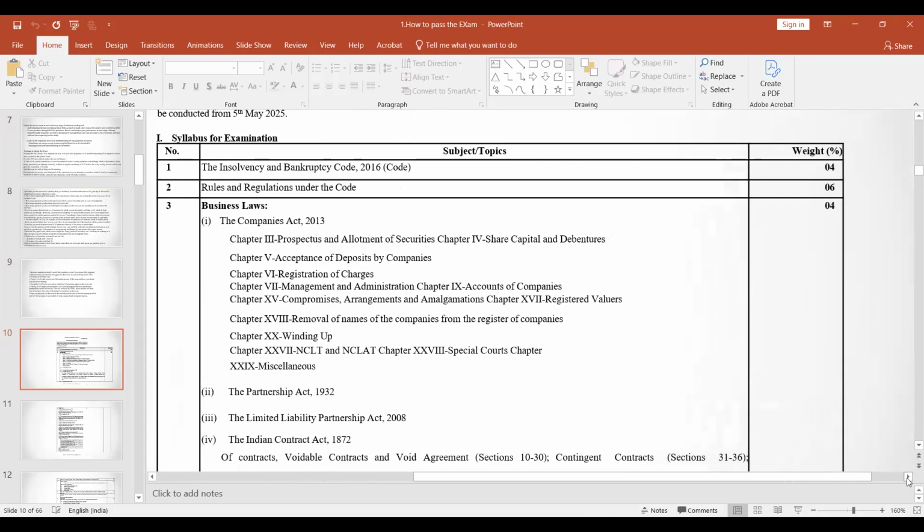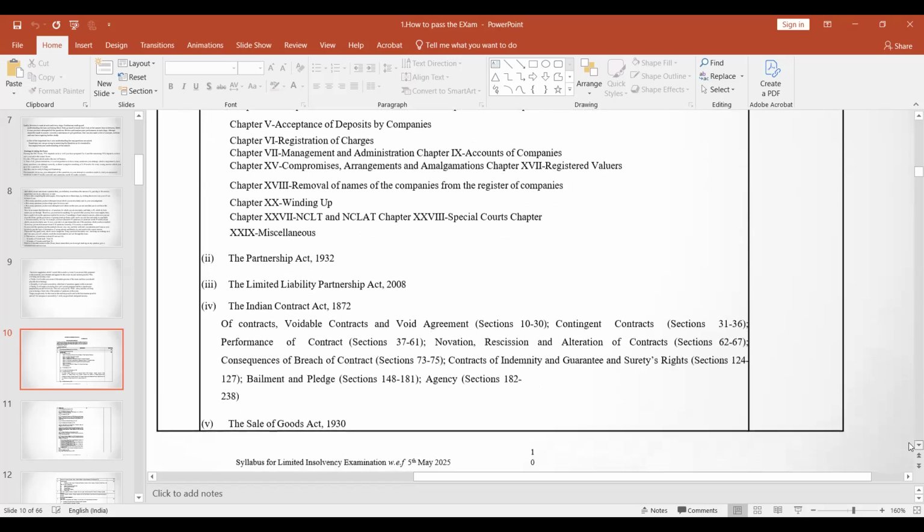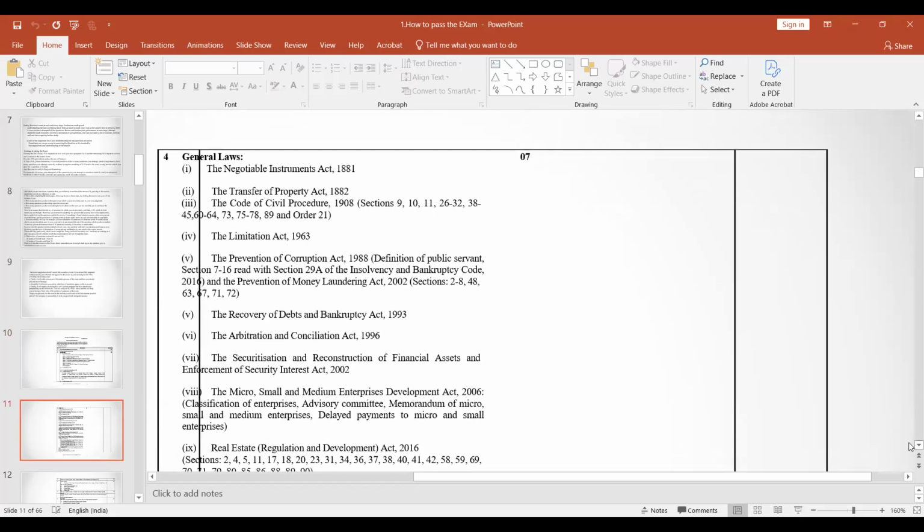Business laws, which include the Companies Act, is not entirely covered. There are various chapters which are covered, but we have to go through these chapters. For each and every chapter, we have developed our material. Recorded lectures are already there, which you can go through at length. We'll also be discussing some of the important provisions of the Companies Act. Then Partnership Act, LLP Act, Contract Act, Sale of Goods Act.